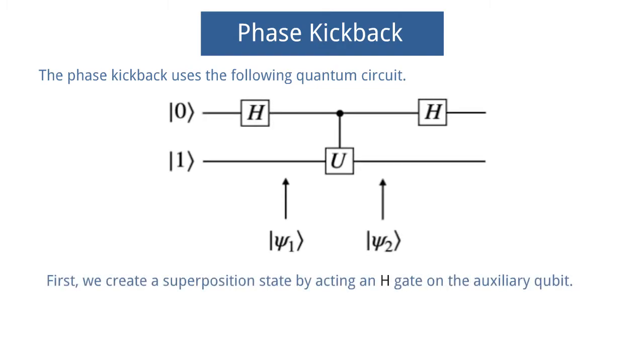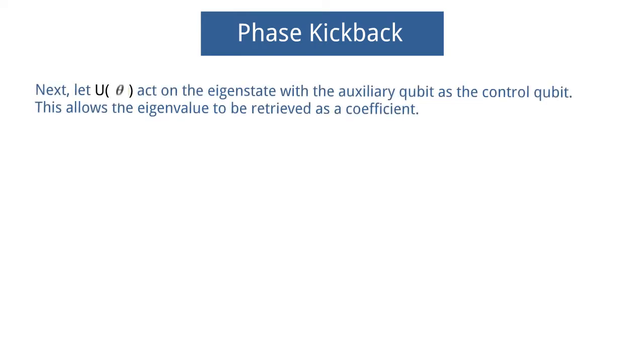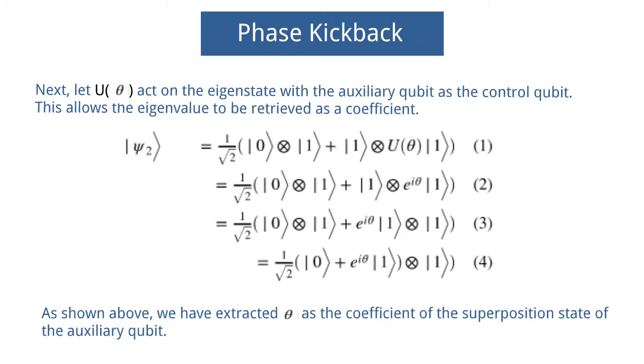First, we create a superposition state by acting an H-gate on the auxiliary qubit. Next, let U theta act on the eigenstate with the auxiliary qubit as the control qubit. This allows the eigenvalue to be retrieved as a coefficient. As shown above, we have extracted theta as the coefficient of the superposition state of the auxiliary qubit.